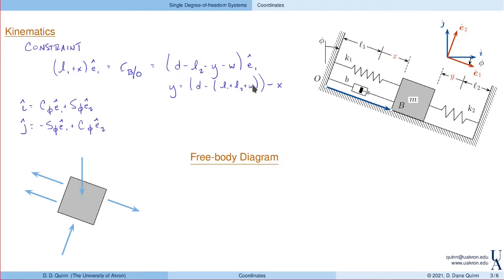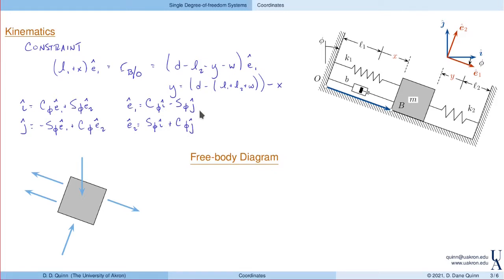Of course, we can also do this for E1 and E2 in terms of I and J. And with that, we would find E1 is cosine I minus sine J. E2 is sine I plus cosine J.